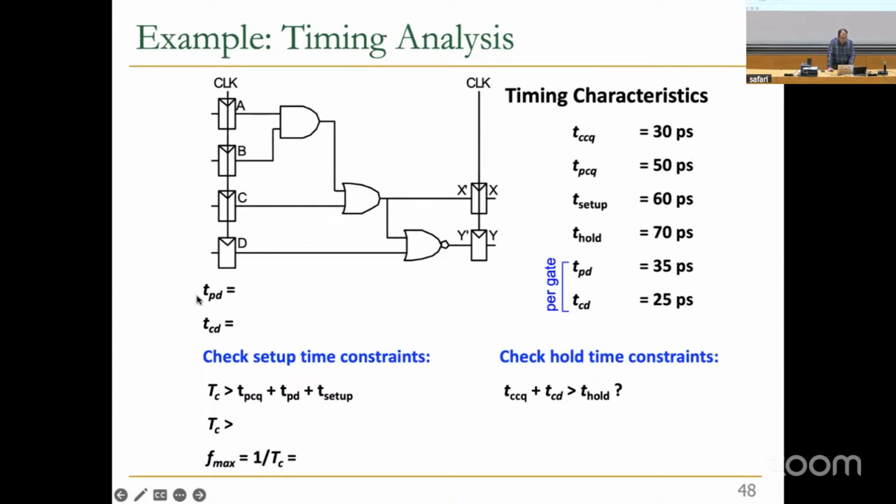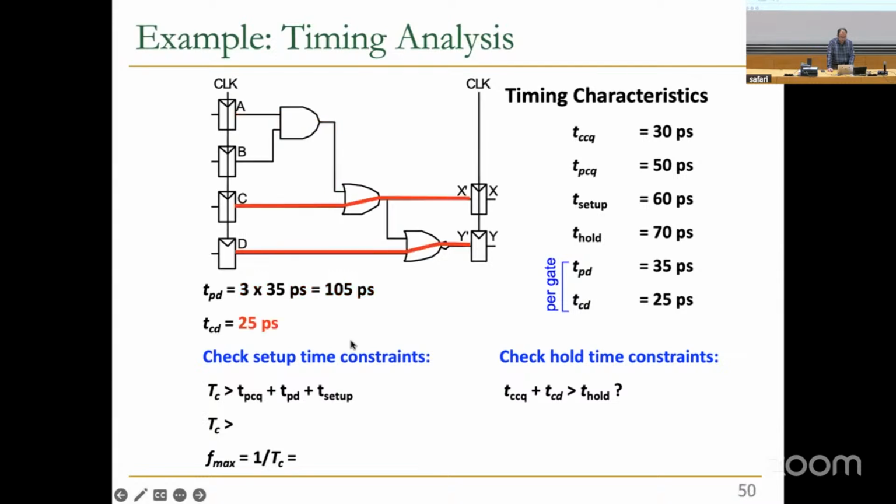We need to first calculate the propagation delay of our combinational circuit. Anyone? Any guess? Yes? So we have that it's 35 picoseconds per gate. At most we have 3 gates. So it's 3 times 35, which is 105. Exactly. So that's your longest path.